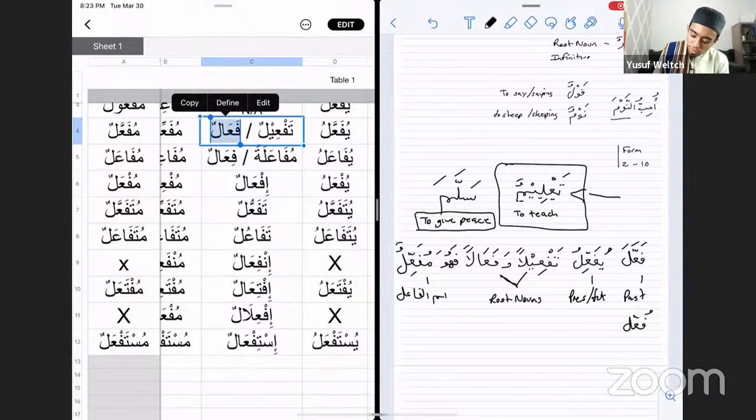So fu'ila, yufa'alu, you guys can call out if you know the answer. Yufa'alu. The masdars are the same because they're nouns. They don't change with the tense. Taf'ilan wa fa'alan. Fahuwa, mufa'alun.